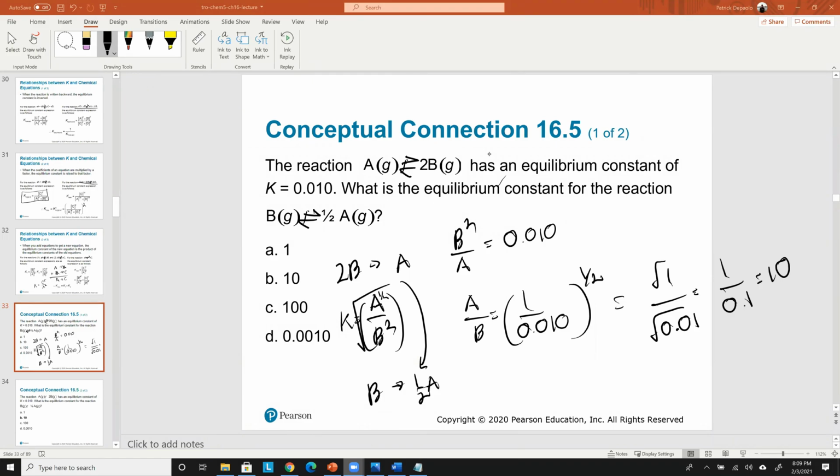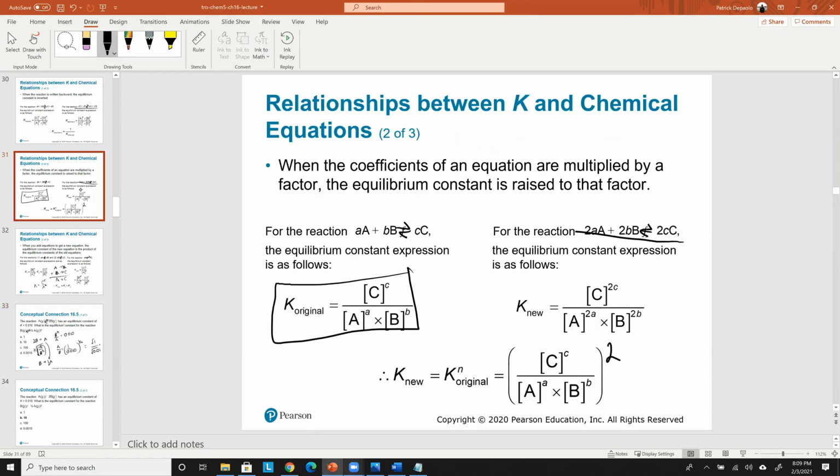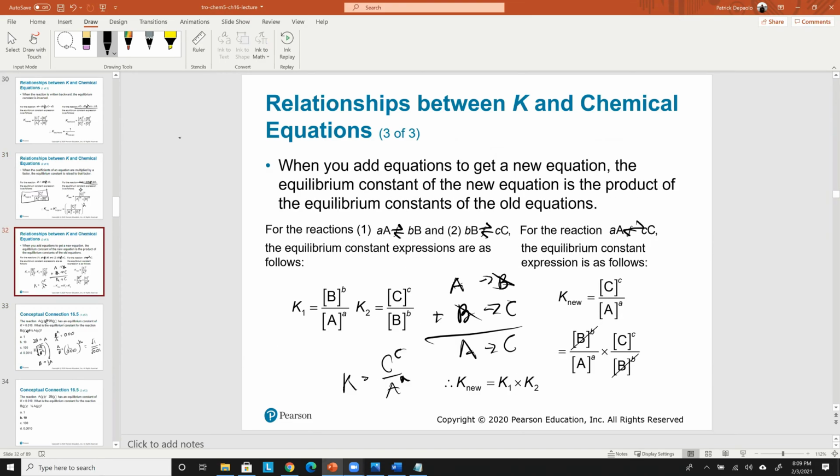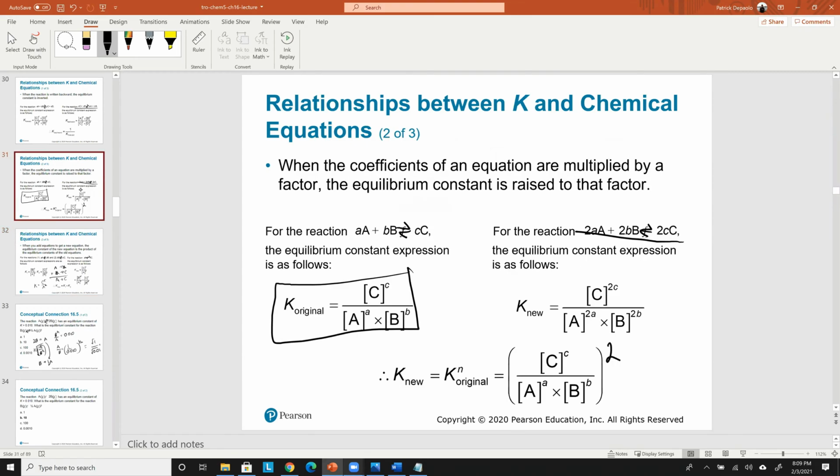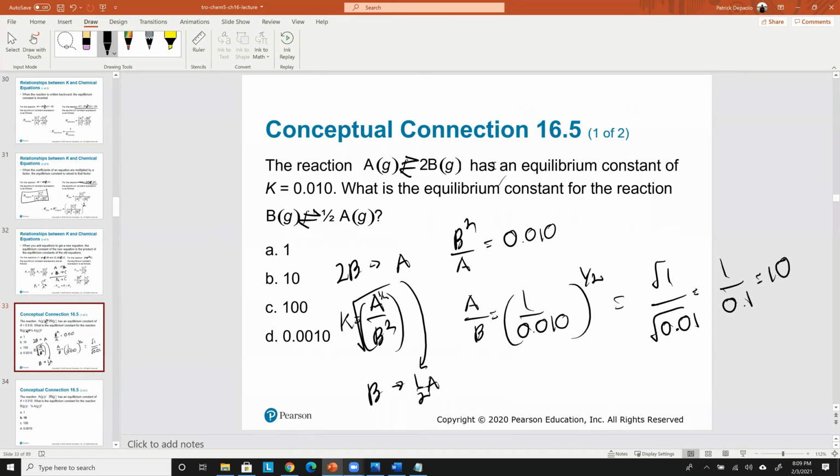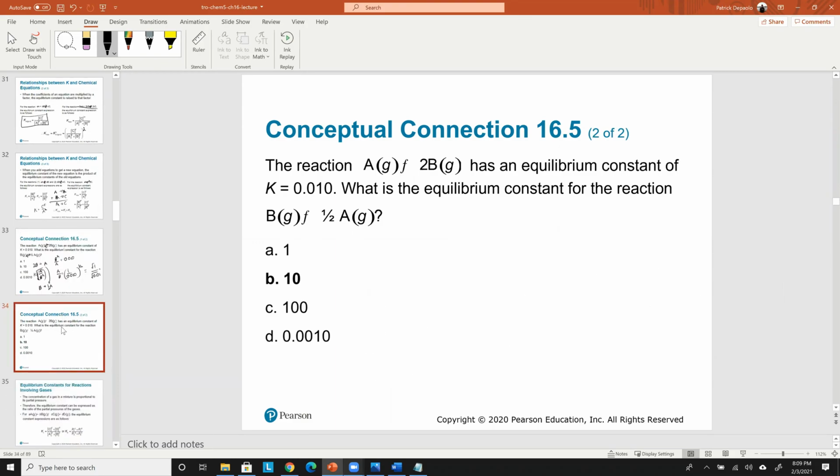You mean take the square root of it? So let's go back. The question was why we take the square root of it. That's a good question because I assume most of you have that question as well. So when the coefficients of an equation are multiplied by a factor, the equilibrium constant is raised to that factor. If we multiply by 2, it's squared. In this case, we're multiplying by 1/2, so the whole K is going to be to the 1/2, which is the square root. Good. Okay, let's move on.